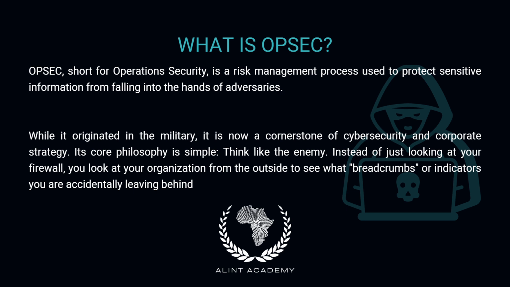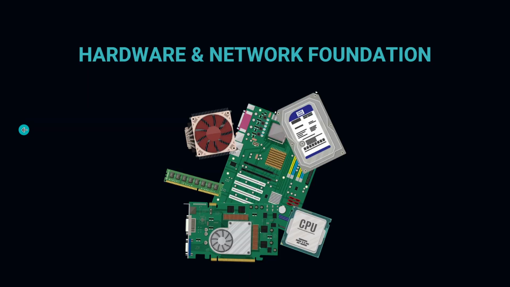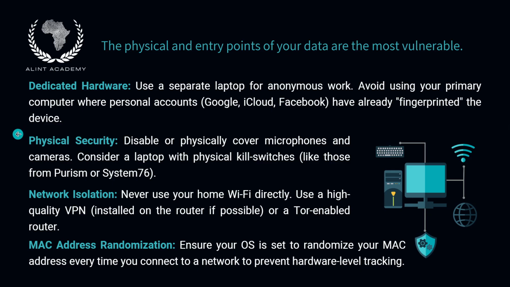Hardware and network foundation. The physical layer and entry points of your data are often the most vulnerable. For sensitive or anonymous work, use dedicated hardware. Avoid conducting compartmentalized or anonymous activity on your primary device, especially if it is already associated with personal accounts such as Google, iCloud, or social media platforms that have fingerprinted the device. Consider physical security measures such as disabling or covering microphones and cameras. Some privacy-focused hardware vendors like Purism or System76 offer devices with physical kill switches.